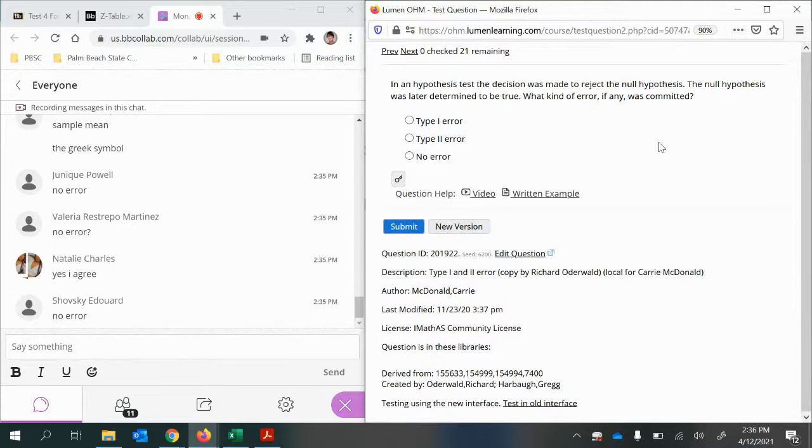I'm just looking to see if we can get another version here. Reject the null hypothesis. Oh, here we go. This time, we decided to reject the null hypothesis. The null hypothesis was later determined to be true. So we rejected a true null hypothesis. What kind of error would that be? Or is it no error? Rejecting the null hypothesis, which turns out to be true. Any thoughts?